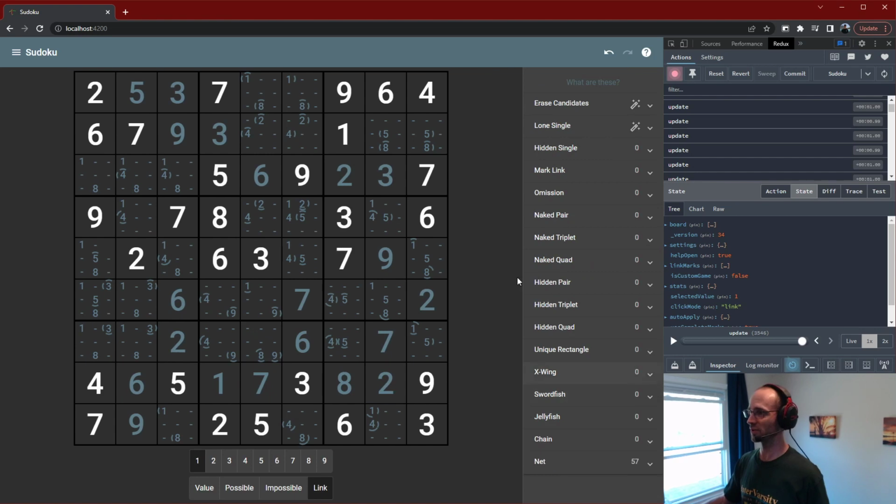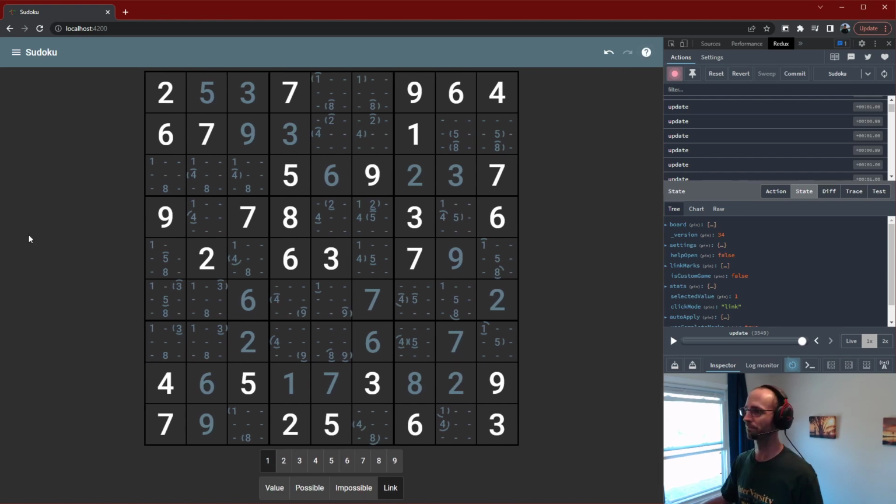Maybe the chains are also useless. Maybe there's lots of chains to find. Okay, let's try a little bit. I bet you we'll find some. I bet you that's the problem. The chain doesn't know how to interpret the link marks, the impossible marks. So that's well behaved.